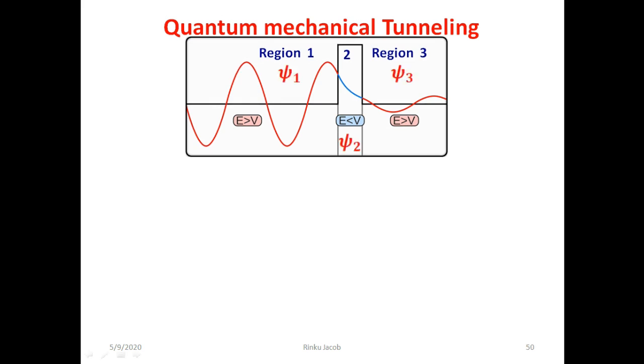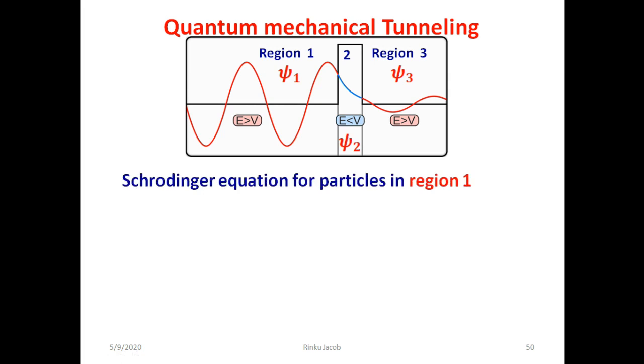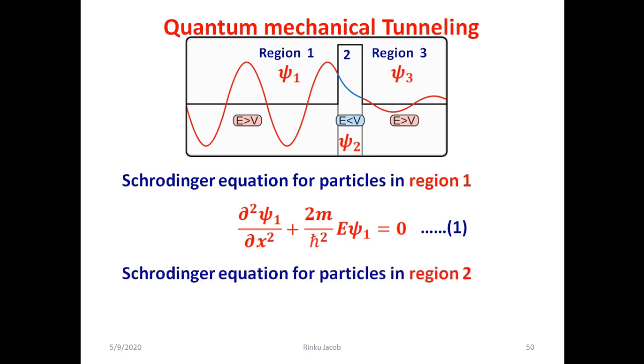Now we write the time-independent Schrödinger equation for the particle wave in region 1. As the potential is very small or nearly zero in region 1, we take V to be 0. So we write ∂²ψ1/∂x² + (2m/ħ²) E ψ1 = 0. That is equation 1. Now we write the time-independent Schrödinger equation for region 2. That is ∂²ψ2/∂x² + (2m/ħ²)(E − V) ψ2 = 0. That is given by equation 2. In region 2, we write E − V as the potential in this region is non-zero.